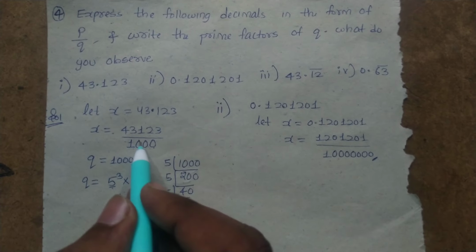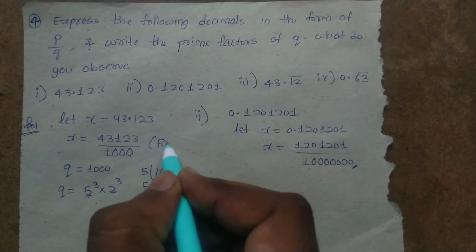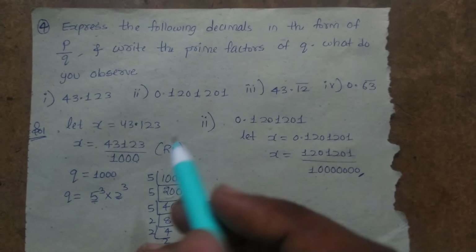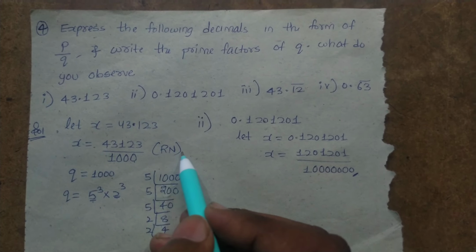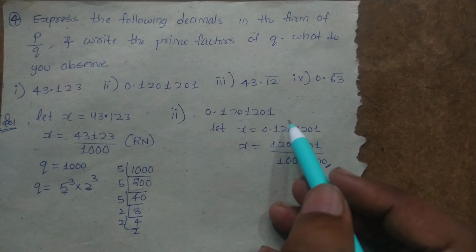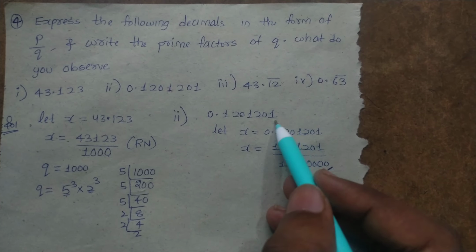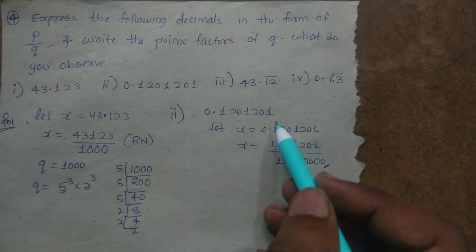Okay, now we can write this as a rational number. Now is this a rational number or not? This is a rational number. That means we are able to express this decimal in terms of a rational number. But here in the answer they have given that this decimal can't be expressed as a rational number.